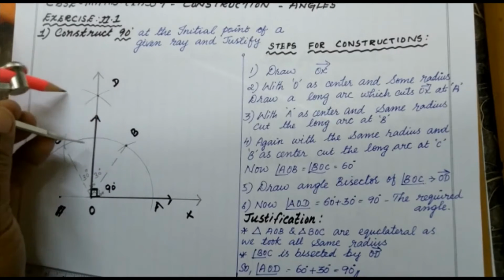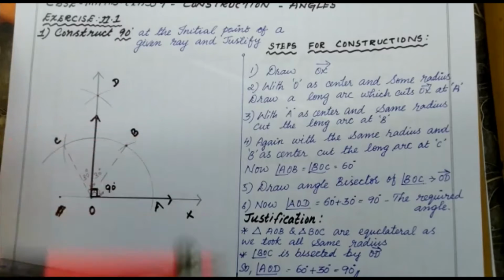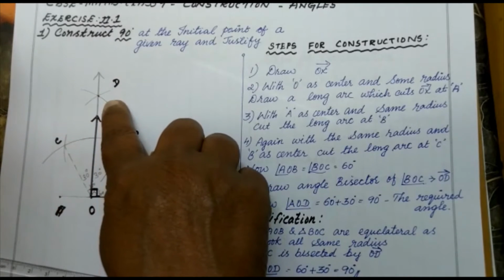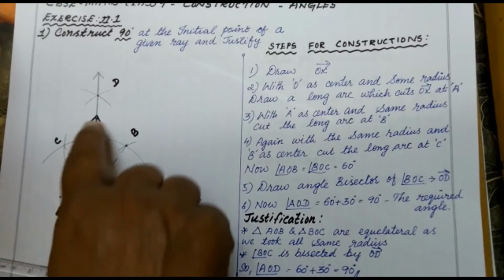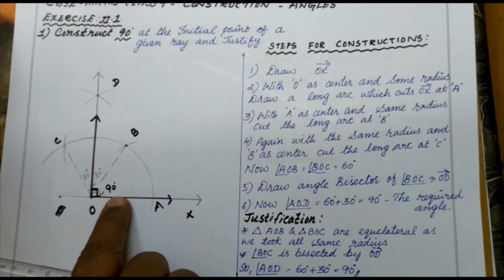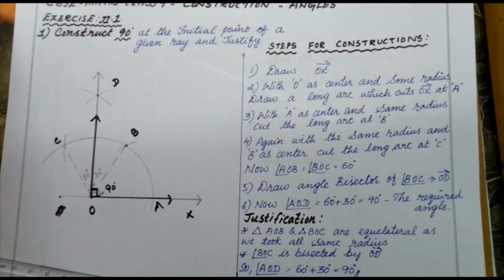அப்போ CA சென்டரா வச்சுட்டு ஒரு ஆர்க்கும், PA சென்டரா வச்சு அனதர் ஆர்க்கும் கட் பண்ணா, அது இன்டர்செக்ட் பண்ற பாயிண்ட்டுன்னு வச்சிட்டோம். இப்போ DOA or AOD is 90 degree because it is 60 plus 30, 90. Hope you will understand this construction.